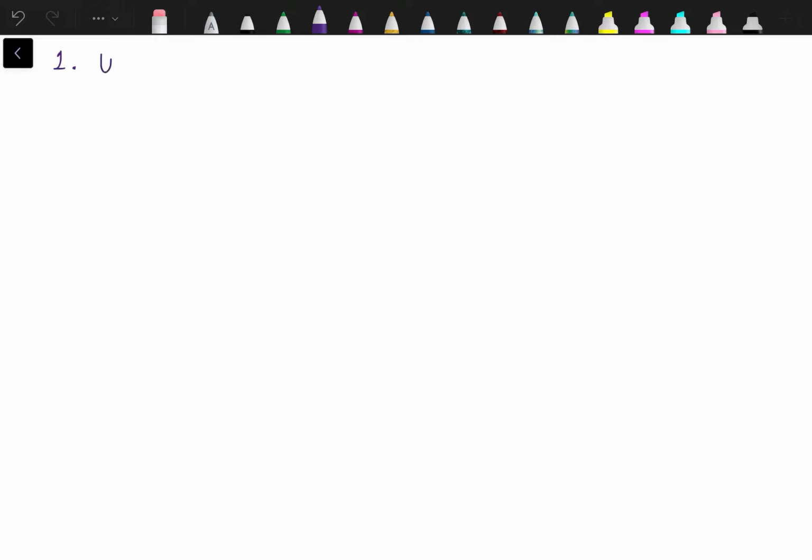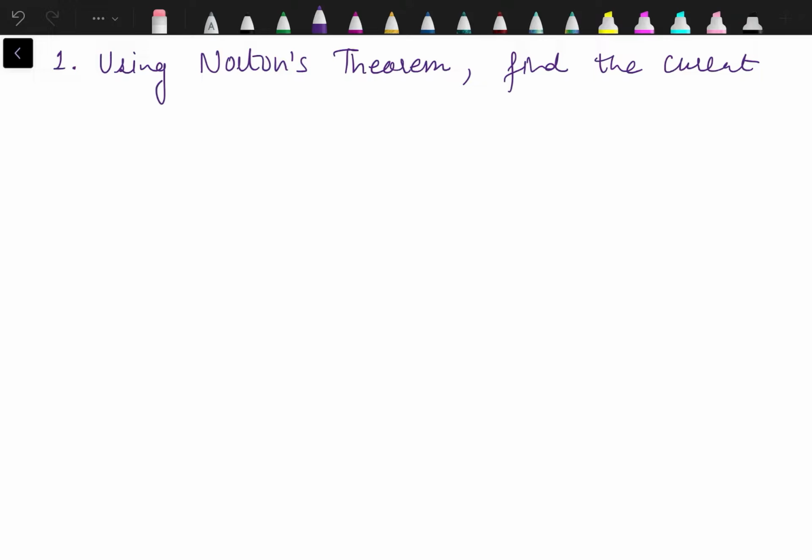Problem is: using Norton's theorem, find the current through 10 ohm resistor.